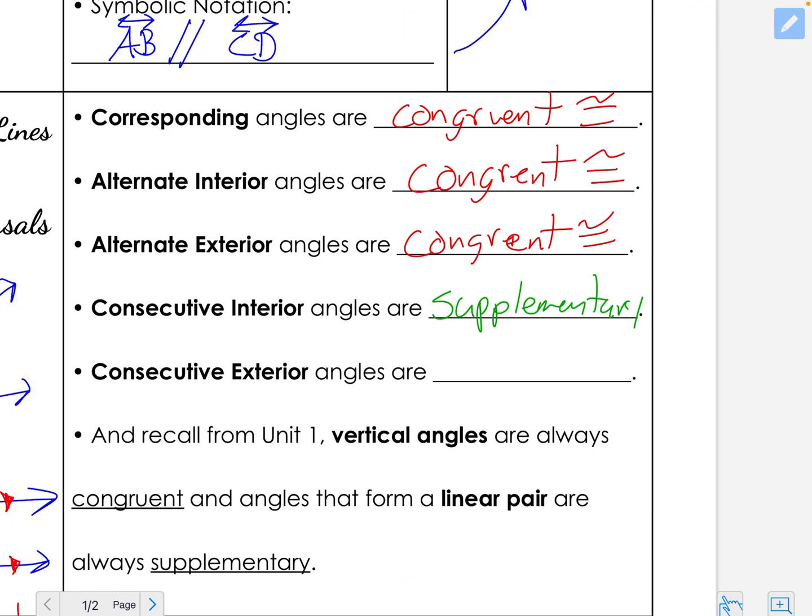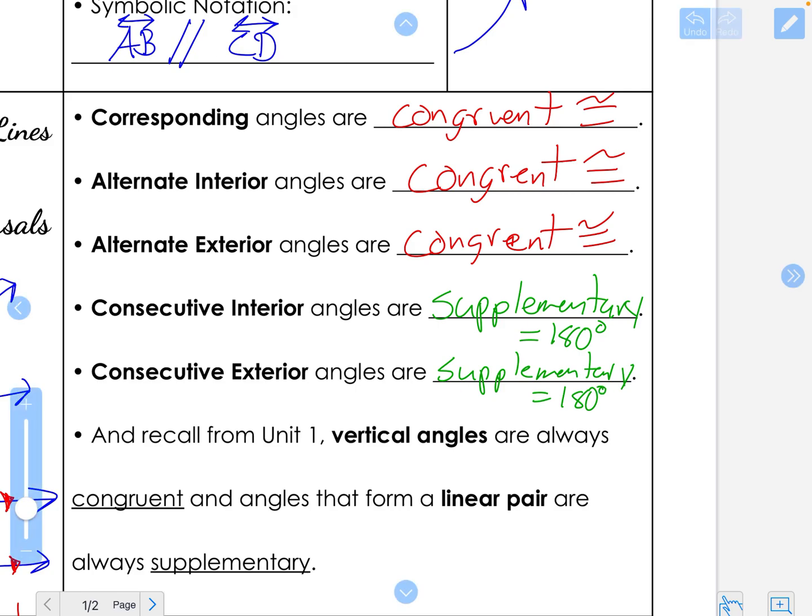And if we remember from last unit, supplementary means that the angles together equal 180 degrees. Our consecutive exterior angles are also supplementary, which means they equal 180 degrees.